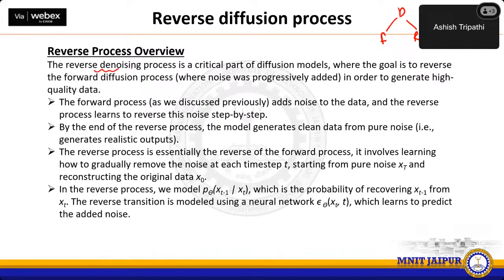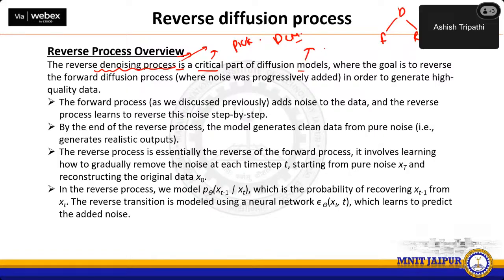Basically, the reverse process is called the denoising process that we have already discussed, and this is the most crucial part of the model, because this is the time when we need a deep neural network which has the ability to predict the noise that we have added. So this is the most critical part of the diffusion models.